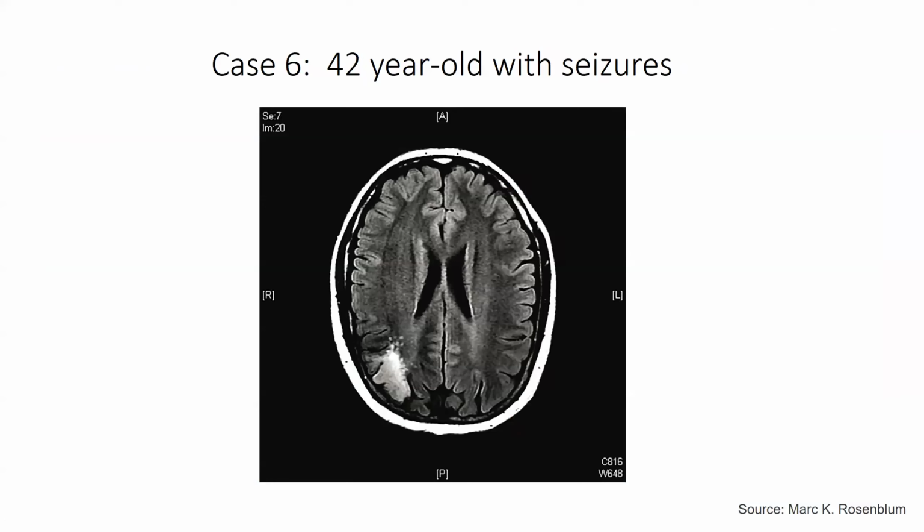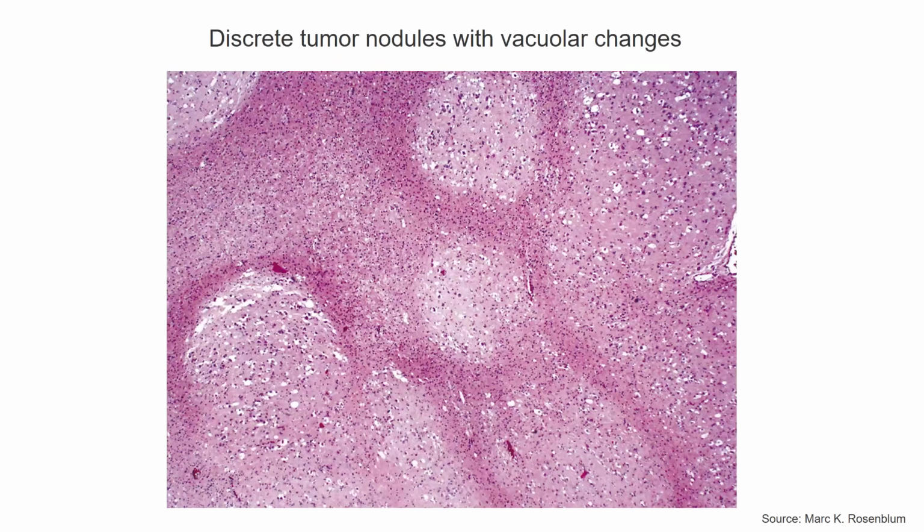And then I believe this is my last case. This is a 42-year-old who presented with seizures, and again has a parietal lesion. This has a very characteristic morphology where there are these discrete nodules of tumor, with very mature appearing neurons scattered throughout the neuropil, separated by white matter that is not normal.